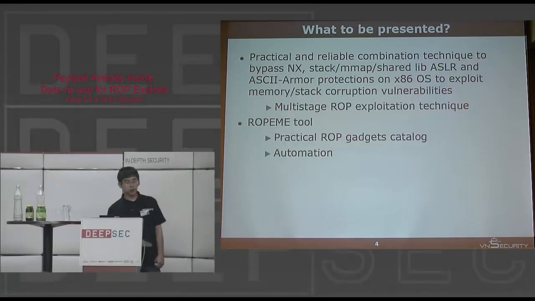In order to automate all of this and make it very easy for people to use, we have a tool with a practical ROP gadget catalog that also supports automation and many other things, like making it very easy to do the stripping.